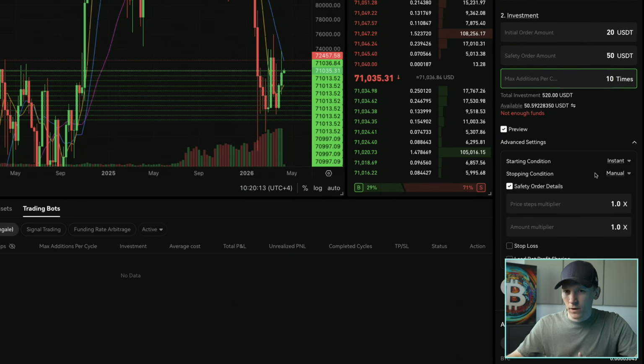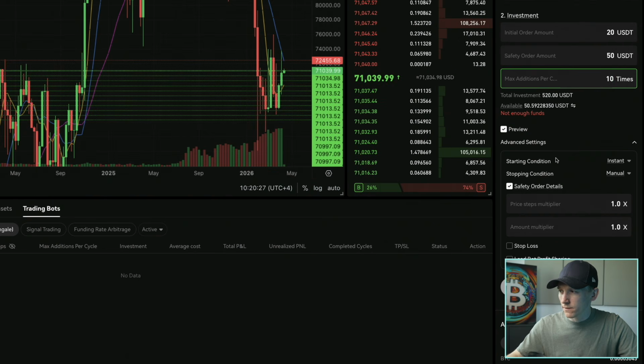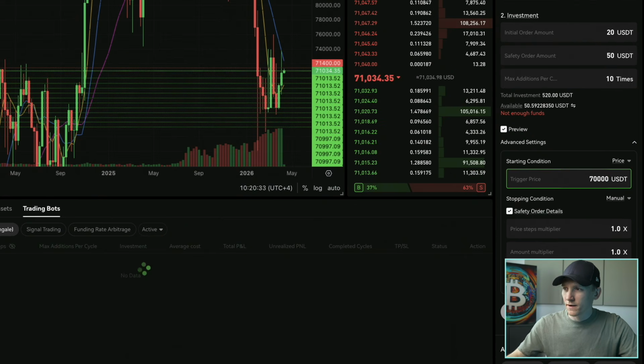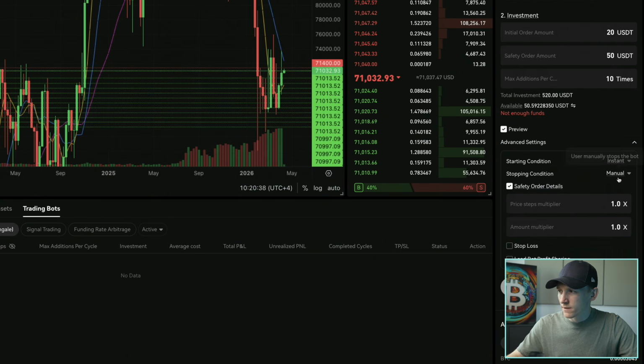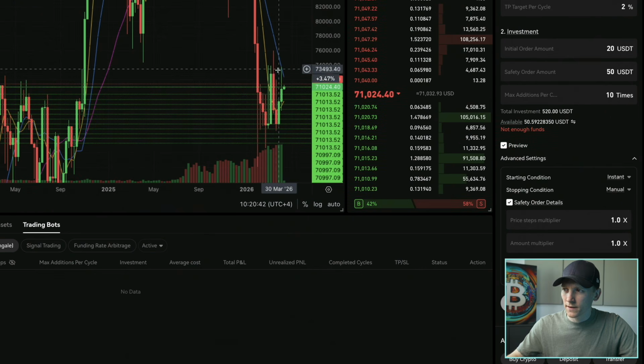Now, you can start the bot right now, or you can start it at a different price. So where it says starting condition instant, that means that at this exact price, you'll actually start the bot and it will get your first trade in for you. However, if you want to wait till the price comes down, maybe you can do that. So starting condition, you want price, and then put the price in, right? Let's say I don't want to start the bot until 70,000. That's going to do that. Let's put that back to instant though. And the stopping condition, again, manual, well, that's the limit price that we've got right here, this sell order. So I'd leave that as is.